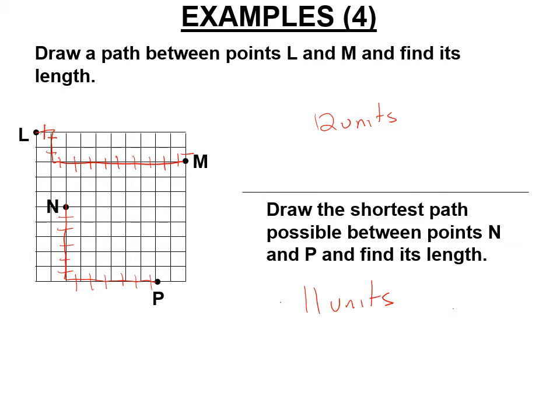And you could try various other ones, right? You could go, say, this way and down that way. That's going to come out as 11 units. Let's just show 1, 2, 3, 4, 5, 6, 7, 8, 9, 10, 11 units.